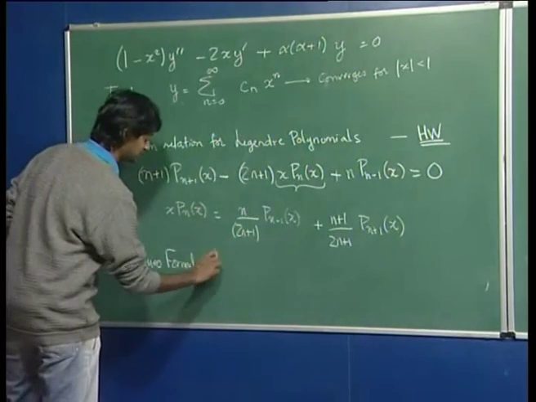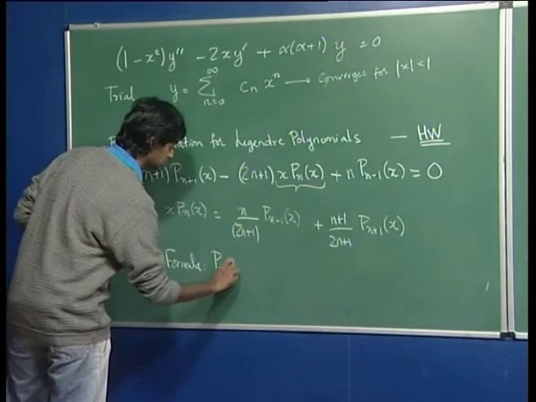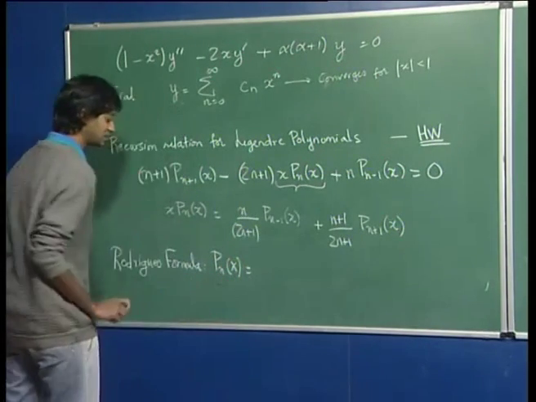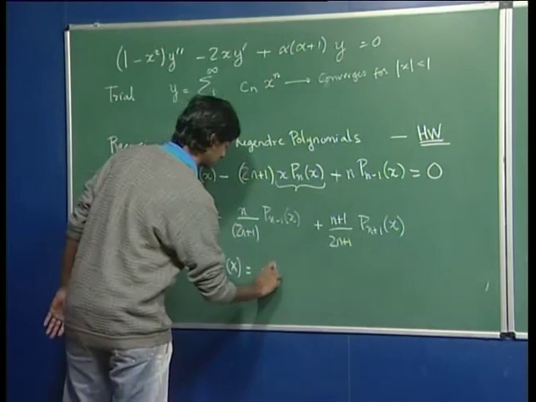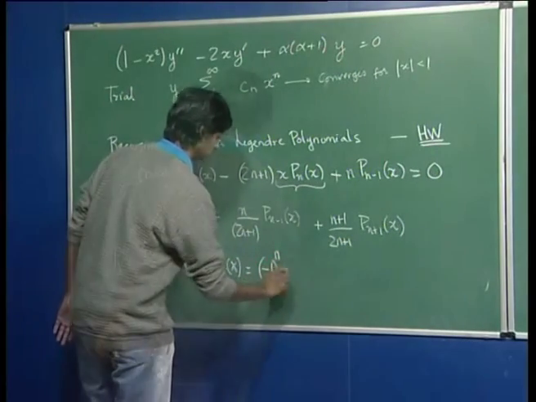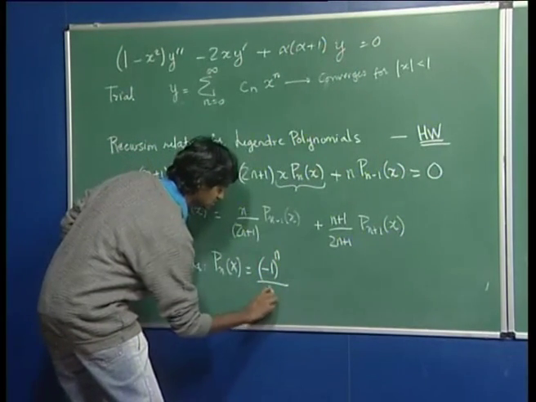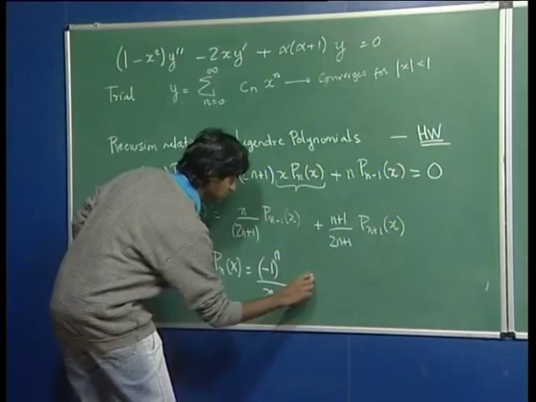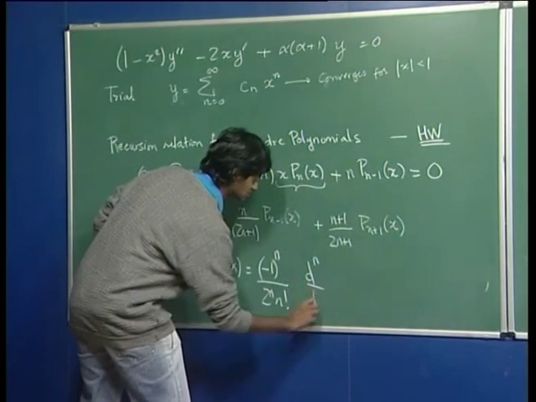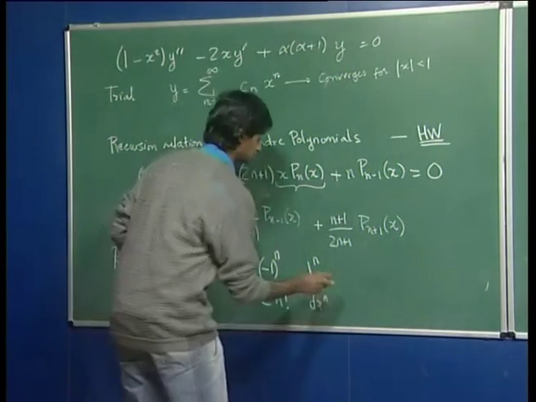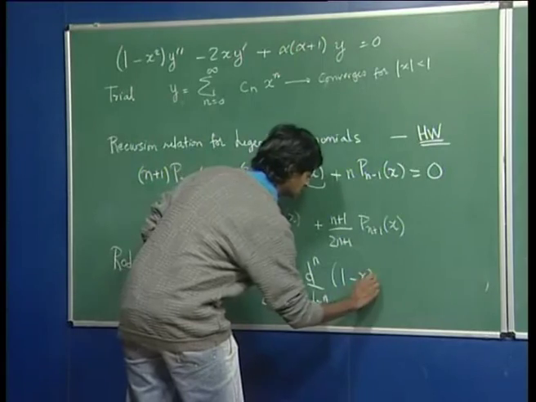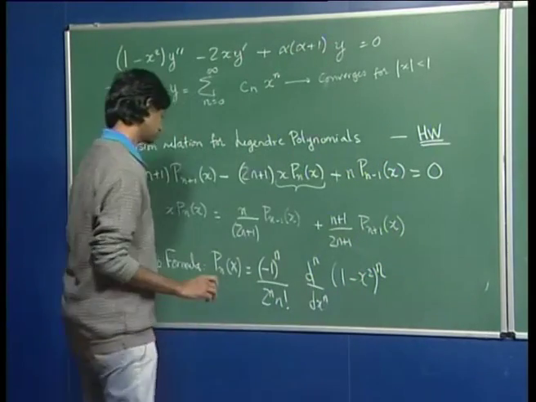This is a formula that gives your P n. It is 1 by 2 raised to n factorial, times the nth derivative of 1 minus x square raised to n, sorry, x square minus 1 raised to n.